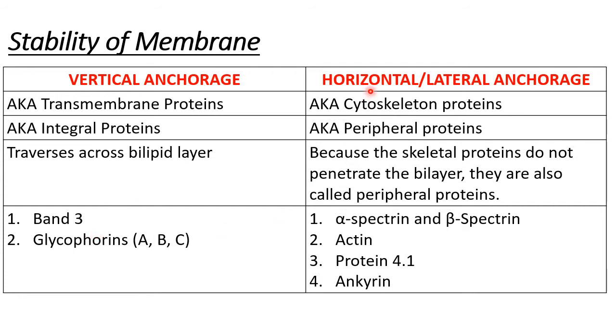Sa horizontal or lateral anchorage, it is also known as your cytoskeleton proteins or peripheral proteins. Again, yung peripheral proteins, it maintains the shape of the RBC. It maintains the biconcavity of the RBC. And, yun nga, it does not penetrate the bilayer, pero makikita lang siya across the RBC membrane. Kaya tinawag din siyang horizontal or lateral anchorage proteins. And under which, ito yung mga proteins na yan, alpha and beta spectrin, actin, protein 4.1, and ankyrin.